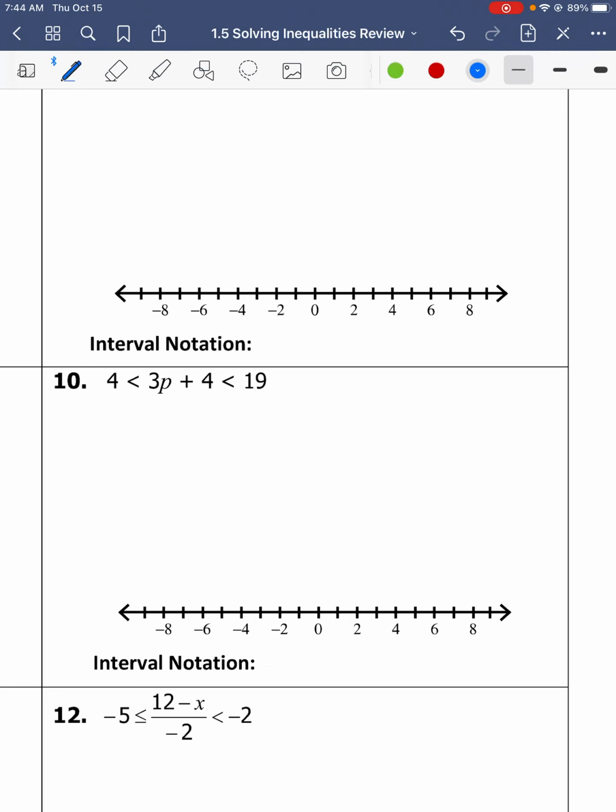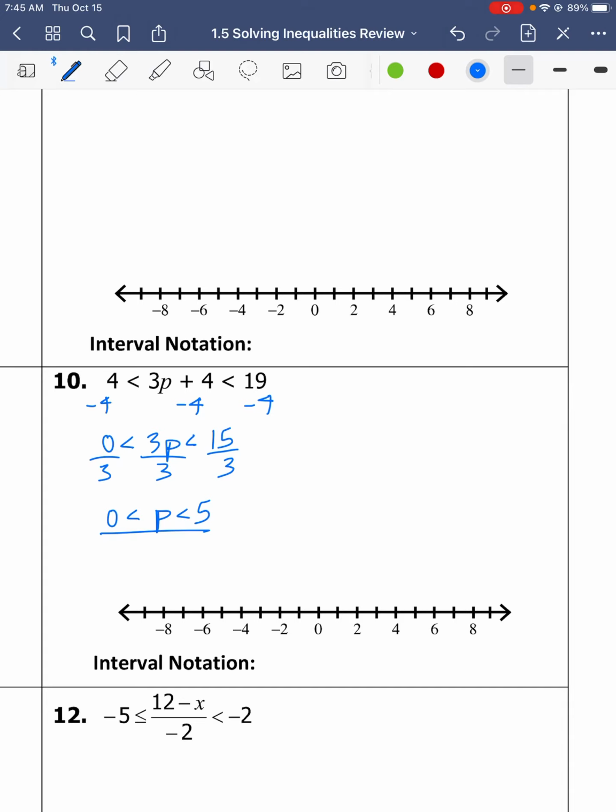So to get p by itself, we first have to subtract 4. We subtract 4 in the middle, we subtract 4 on the left, and we subtract 4 on the right. Then we get 0 is less than 3p is less than 15. And then to get p by itself, we have to divide by 3. So we'll divide each section by 3. 0 divided by 3 is 0, which is less than p, which is less than 5.